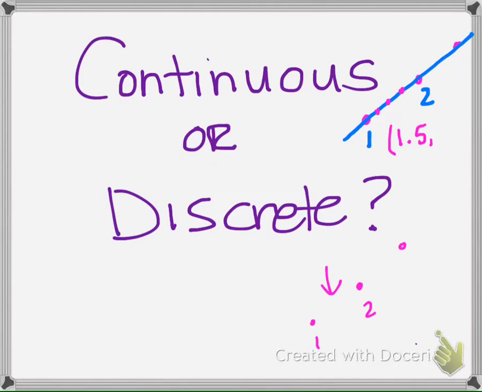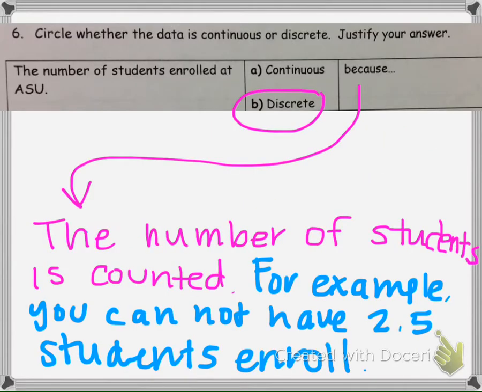decimal values. So if we take a look at the first example here, it says the number of students enrolled at ASU. That's going to be discrete because that's something that is counted. The number of students at ASU is a value that is counted. So for example, you can't have 2.5 students enroll. You can't have a half of a person. So that is why this would be discrete.